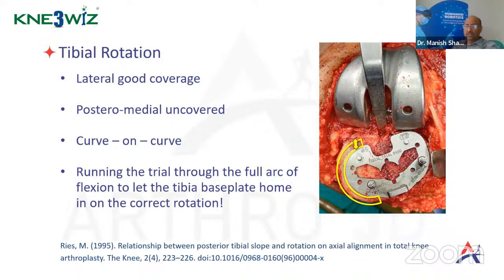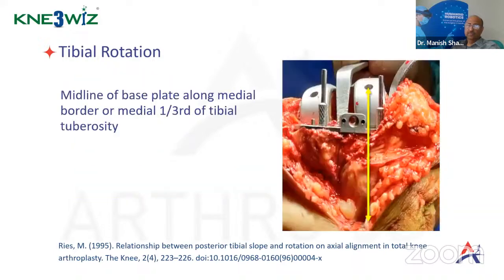For rotation, we normally look at a good lateral coverage, posteromedial area a little uncovered, a good curve on curve of the natural condyle matching the curve of the tibial tray, and running the trial through the full arc of flexion to let the tibial base plate home in on the correct rotation. The midline of the base plate along the medial border or medial 1/3 of the tibial tuberosity.